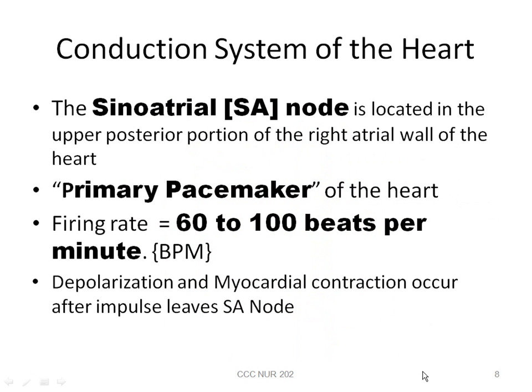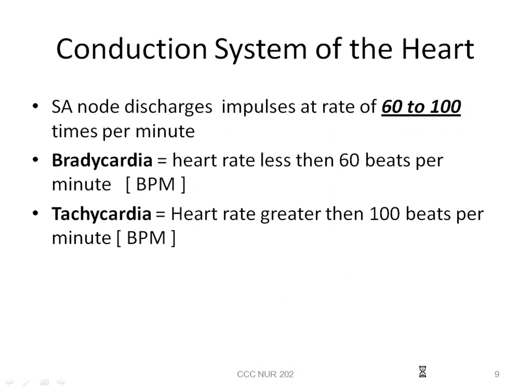We've talked about the SA node, the primary pacemaker. The SA node discharges 60 to 100. When we start looking at rhythms, bradycardia is a rhythm less than 60 beats per minute. Tachycardia is a rhythm greater than 100 beats per minute. If you do a rhythm strip and it is exactly 100, we will call that a tachycardia.